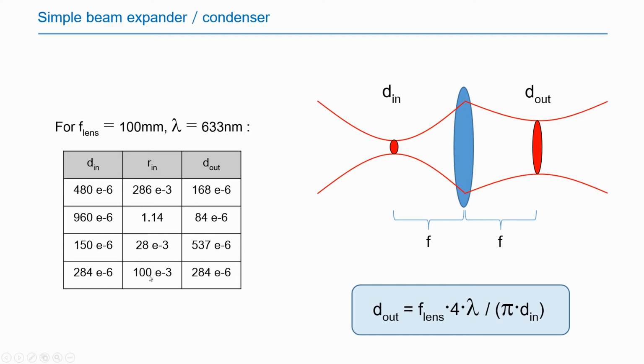And the last case we're going to consider is the value which is approximately 284 microns. In this case, the Rayleigh range is 100 millimeters, which is the same size as the focal length. And so in this case, the size of the beam is sort of matched to the size of the lens, and so the output beam is the same size as the input beam.